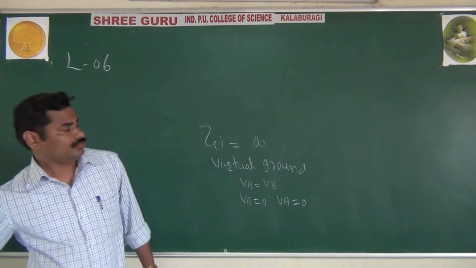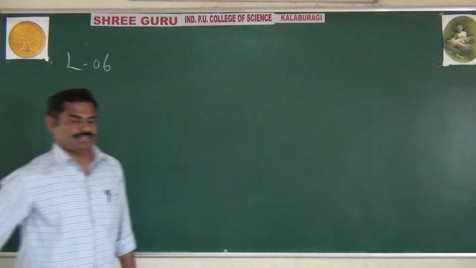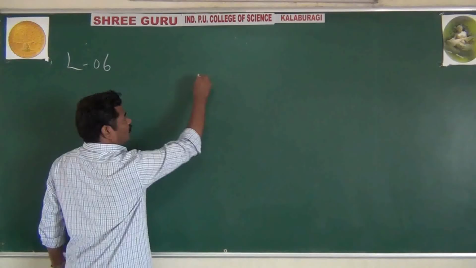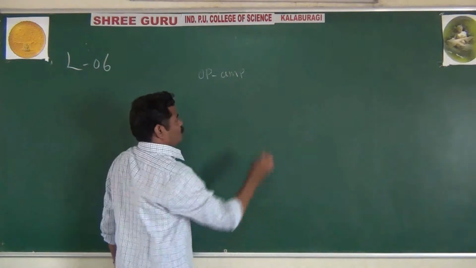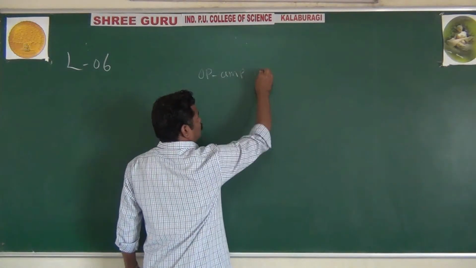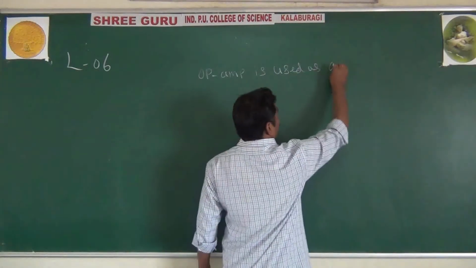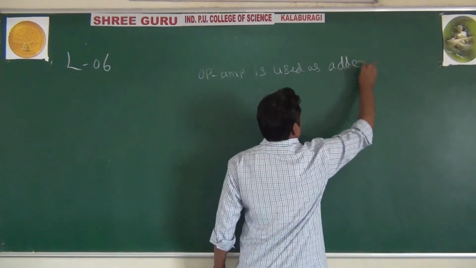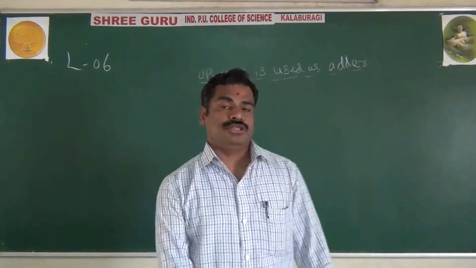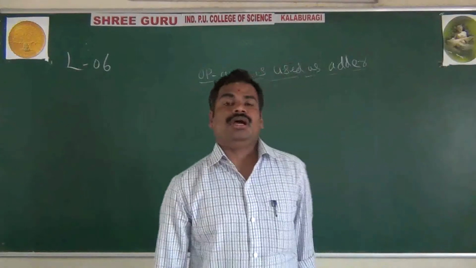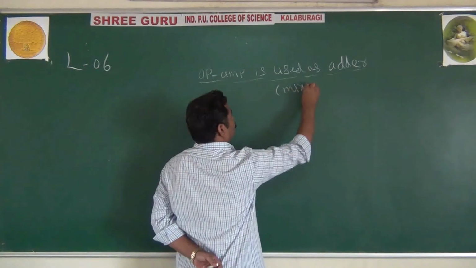And now we'll go to today's class, that is, the op-amp used as an adder, or it is also called a summer. The op-amp can be used as a summing amplifier, and it is also used as an adder. Another name for the adder is the mixer.